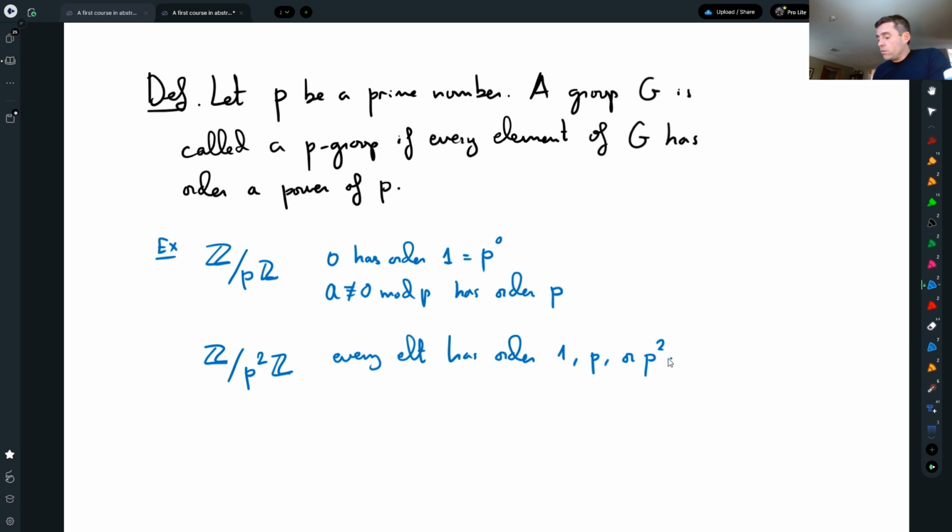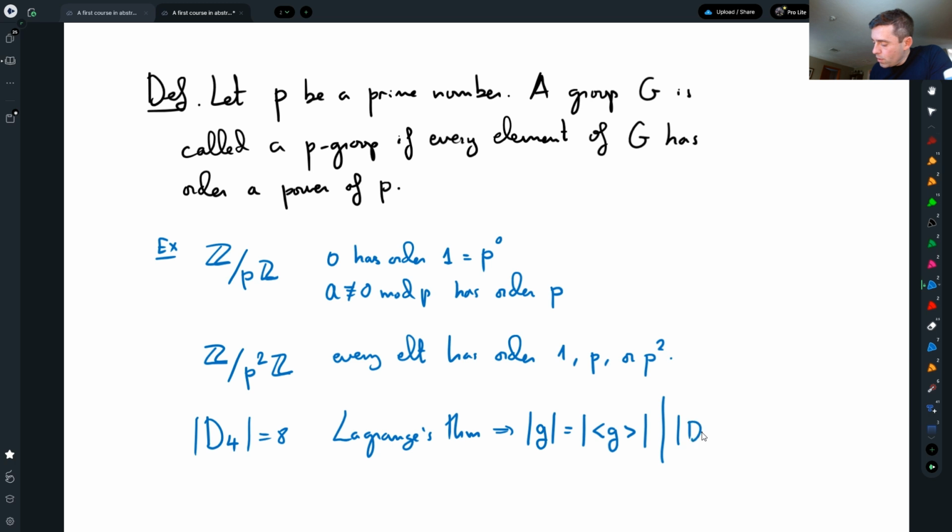Okay. What about maybe we can think of D4. D4 has order 8. So Lagrange's theorem tells me that the order of any element, which is the order of the subgroup generated by that element, has to divide the order of the group, which is 8. So every element has order a power of 2, and that tells me that D4 is a 2 group. It's a non-abelian 2 group, but it is a 2 group.